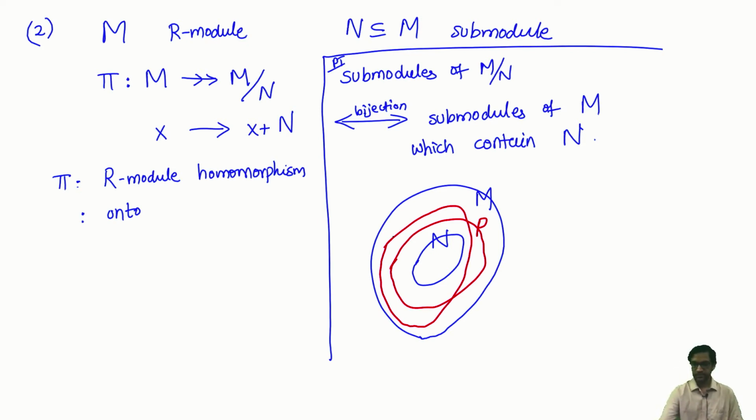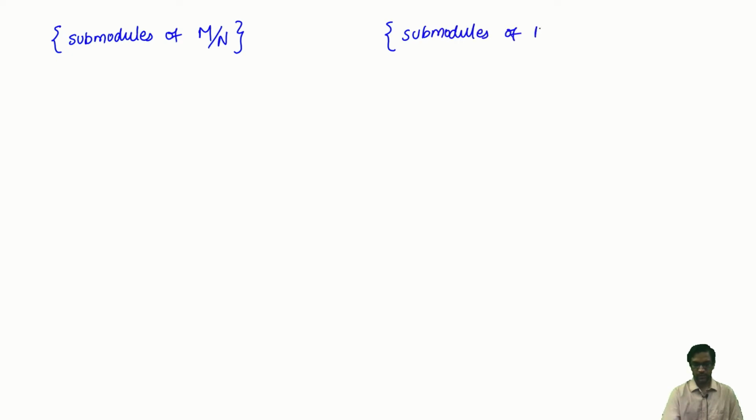Okay, so let's just set up the bijection itself. Proving it is easy, so let me just tell you what the bijection is. On one side, let's write down the submodules of M mod N, and on the other side, let's take the collection of all submodules of M which contain N. I want to establish a bijection between these two, so I'll give you maps in both directions.